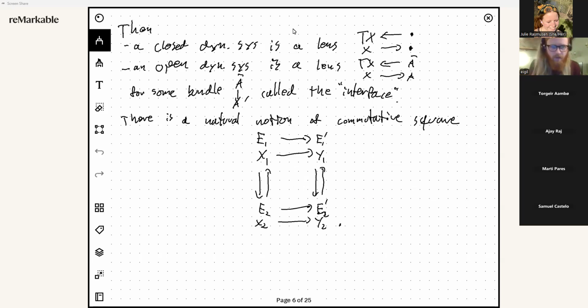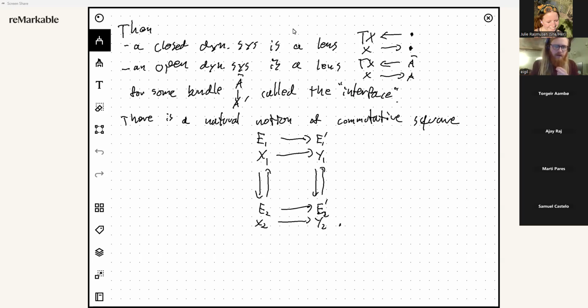Okay, so what we've just seen, cast in this language, is that a closed dynamical system is a lens from the tangent bundle to the trivial bundle of a point over a point. Whereas an open dynamical system is a lens from the tangent bundle to some other bundle. I call this the interface of the system. It's telling you how it can interact with other systems.